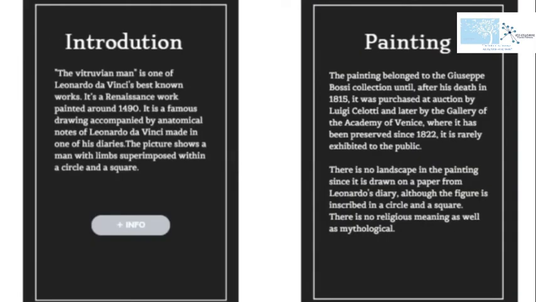The Vitruvian Man is one of Leonardo da Vinci's best-known works. It's a Renaissance work painted around 1490. It is a famous drawing accompanied by an anatomical note by Leonardo da Vinci, made in one of his diaries. The picture shows a man with limbs.